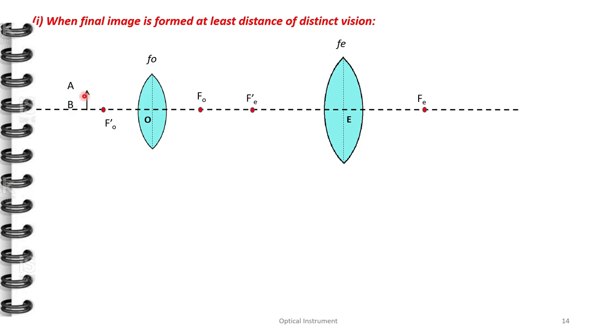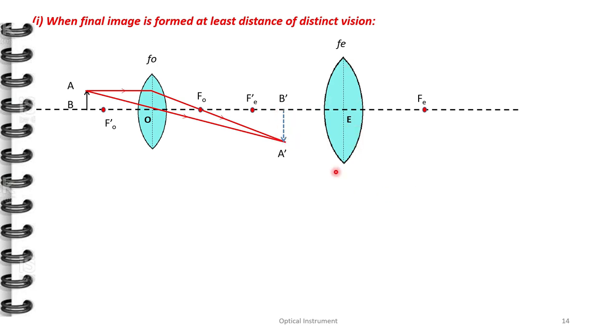First, we will trace the image which is formed by an objective of an object AB. For that, we'll take first ray, which is parallel to the principal axis, after refraction through the lens passes through the focus. Second ray passes through the optical center, and both rays meet at point A dash, where A dash B dash is the first image obtained. This image A dash B dash is obtained between the optical center of an eyepiece and the focus of an eyepiece. Now eyepiece enlarges this image A dash B dash further.